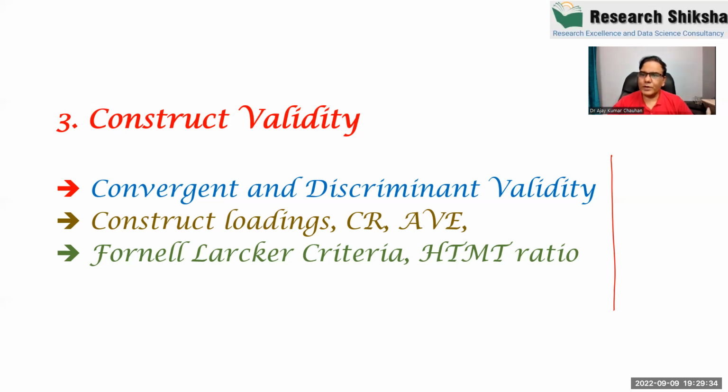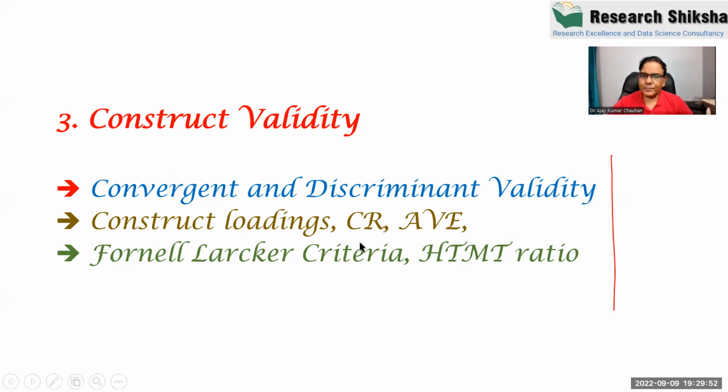And ideally, they should be greater than 0.7. So there is a confusion basically. What happens when the construct loading of an item is 0.6? So what to do? Whether to drop it or not to drop it? So this is the question which everybody asks.